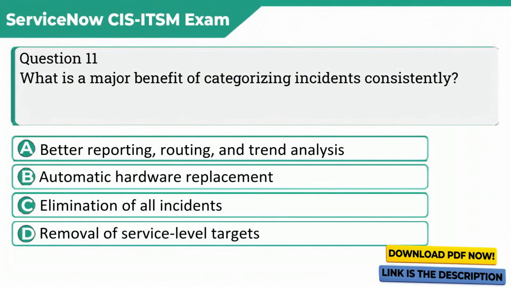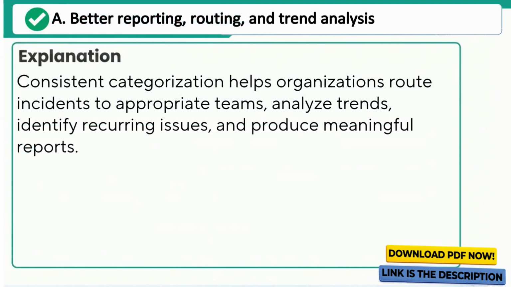Question 11. What is a major benefit of categorizing incidents consistently? A. Better reporting, routing, and trend analysis. B. Automatic hardware replacement. C. Elimination of all incidents. D. Removal of service level targets. Correct answer. A. Better reporting, routing, and trend analysis.